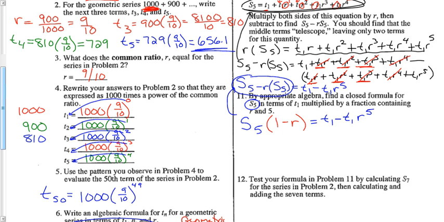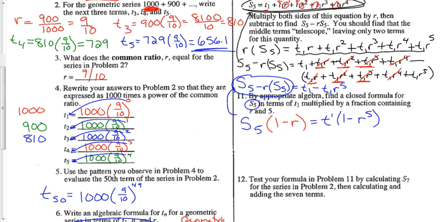You know what? I'm going to change that. I'm going to go ahead and factor my t sub 1 out because I was asked to put that in terms of t1 multiplied by a fraction. So I'm going to pull my t sub 1 out just like I pulled out my s sub 5, 1 minus r to the fifth power.